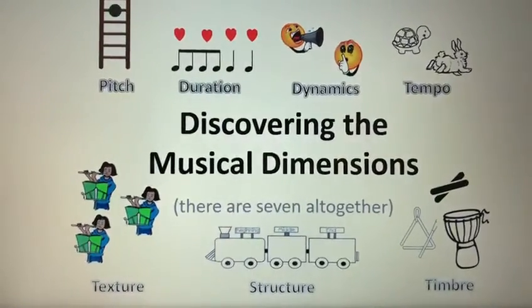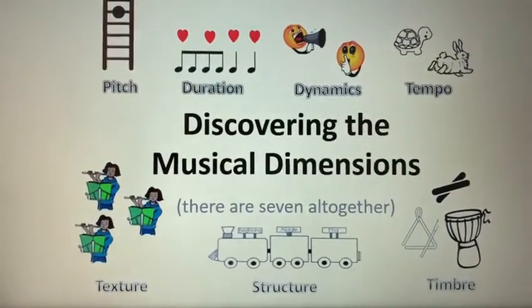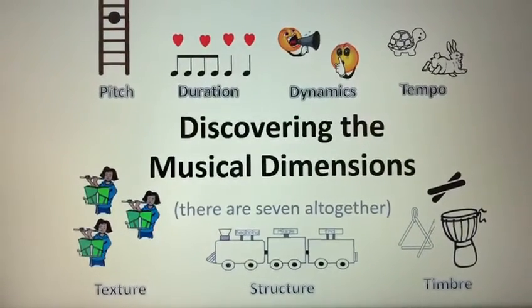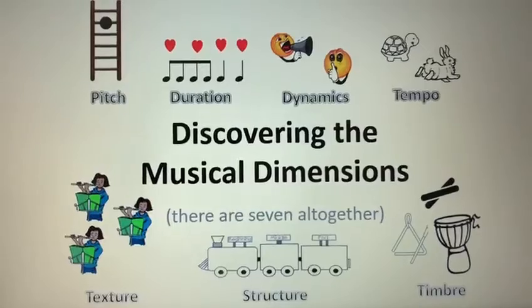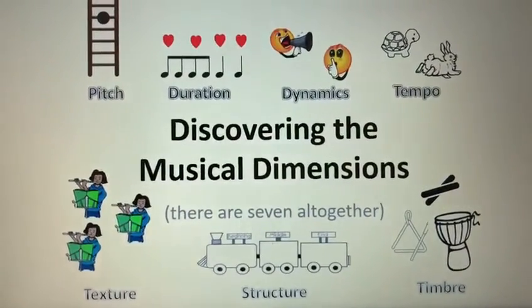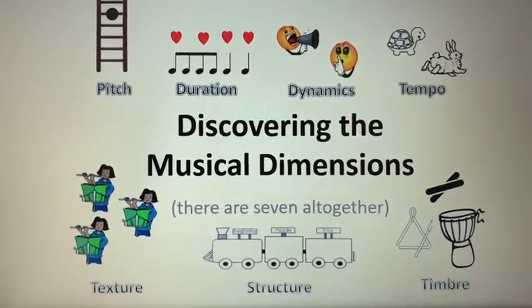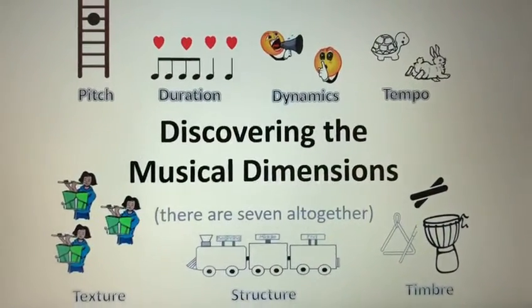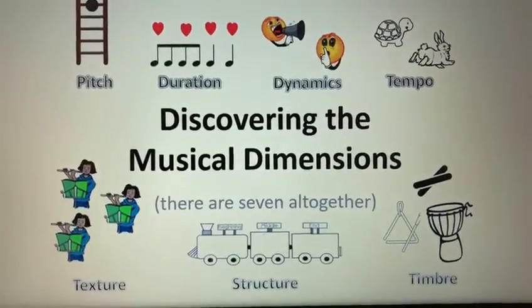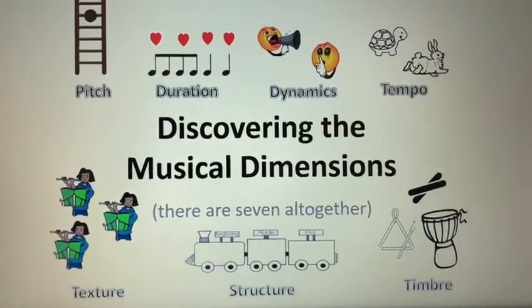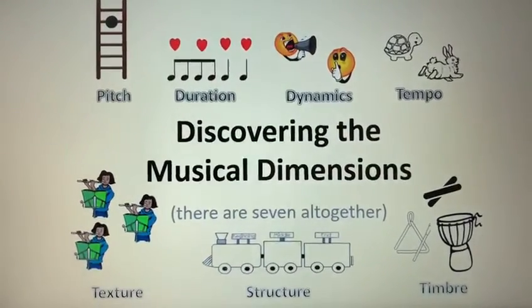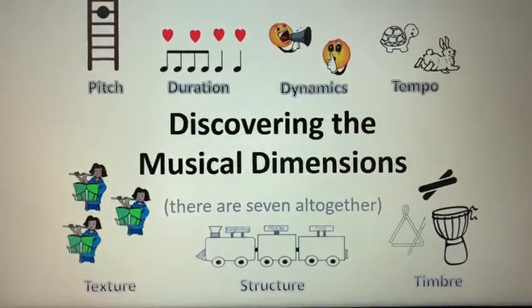So the 7 dimensions are pitch, duration, dynamics, tempo, texture, structure, and timbre. Now, all 7 of these dimensions need to be thought about, and these are talked about in your music lessons all the time. Now, some of you may recognise some more than others. For example, dynamics, tempo, pitch. Those are 3 definite ones that you should know the meaning to, as they are talked about all the time.